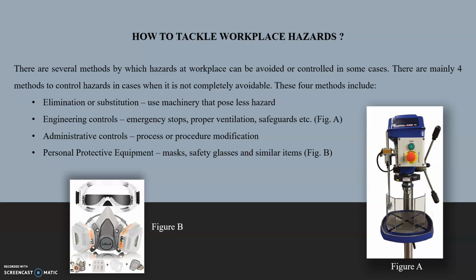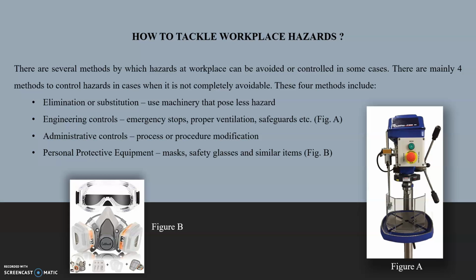Another category is engineering control. This method utilizes installation of safety measures such as emergency stop, safeguards, or proper ventilation. In the figure shown here, it can be noticed that there is an emergency button available to stop the machine instantly, and also there's a plastic safeguard that is used to protect the operator.